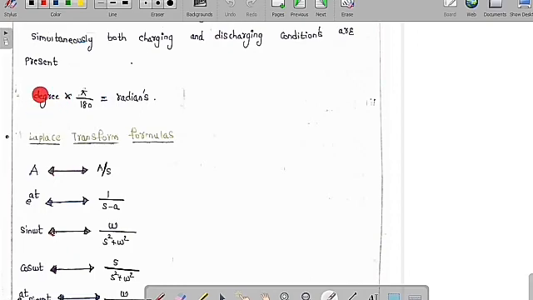If you know the value in degrees, the way to convert into radians is to multiply by pi by 180. Then you are going to convert into radians.